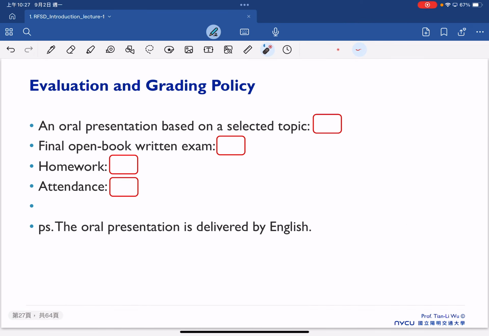Okay, so yes, the most important thing for you guys is the grading policy. We have one oral presentation based on the selected topic. That will be worth 35%.